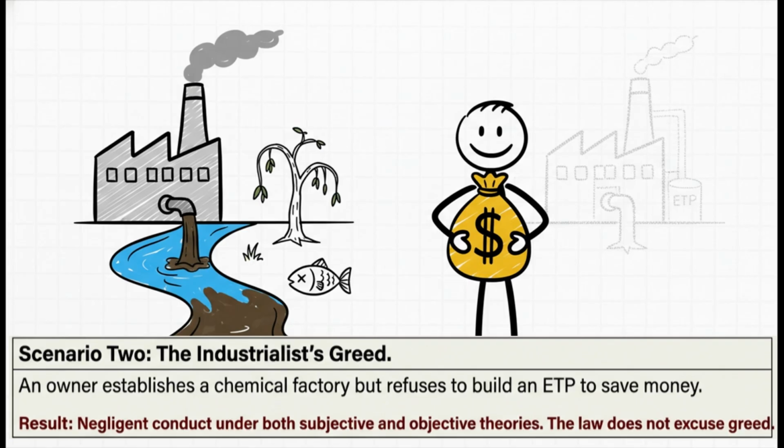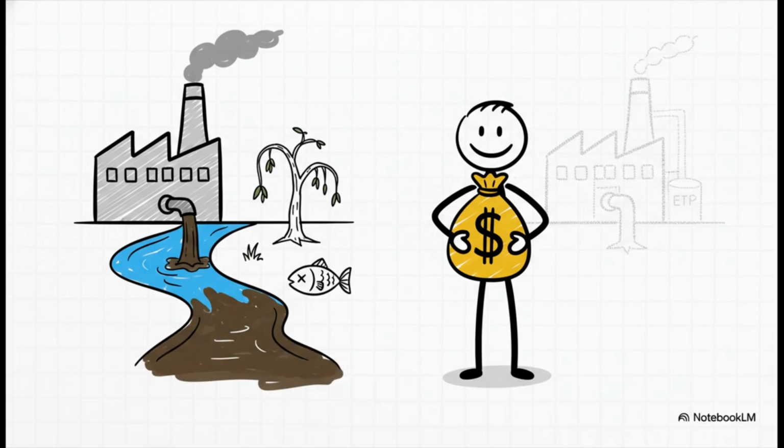Now for a scenario directly relevant to environmental law, the industrialist's greed. A factory owner makes a calculated business decision. They fail to construct a required effluent treatment plant simply to save money. As a direct result, their factory discharges untreated pollutants into a nearby river, causing significant environmental harm. This demonstrates both a negligent attitude, prioritizing profit over safety, and a clear breach of a statutory duty. It is a textbook example of environmental negligence.